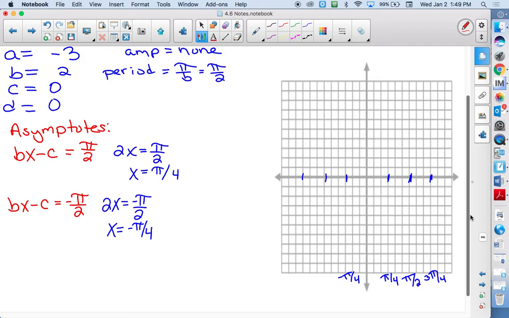And then we'll just go up 3 and call that one so we can fit it on the graph because it has a 3 in front. So 3 boxes I'm using to represent the value of 1. So starting with the asymptotes, we have pi over 4. That's where our new asymptote is. We have an asymptote of negative pi over 4.